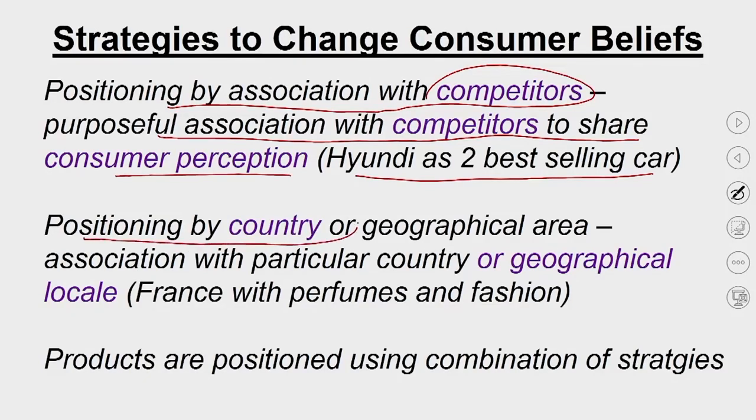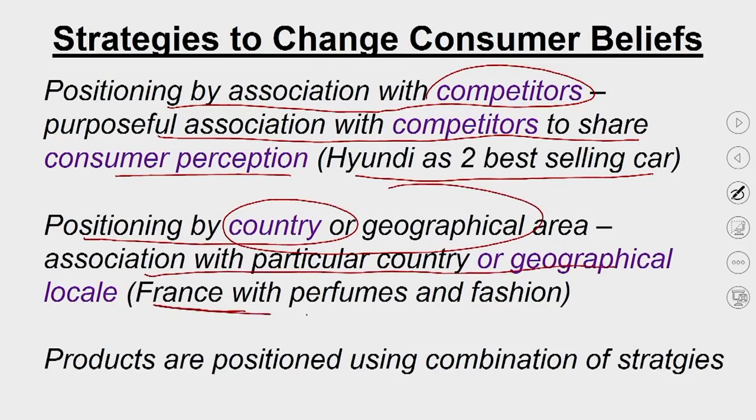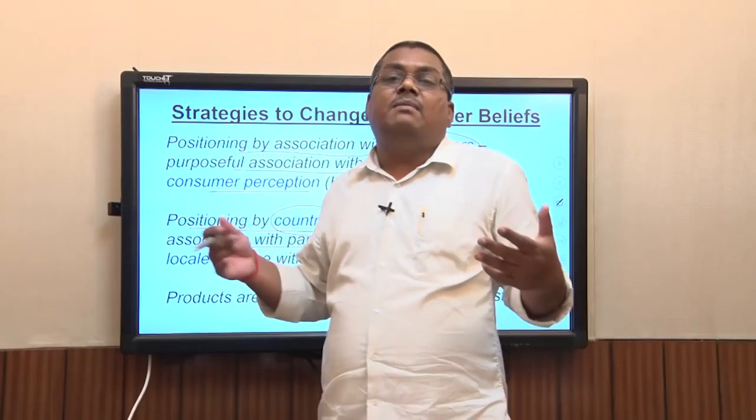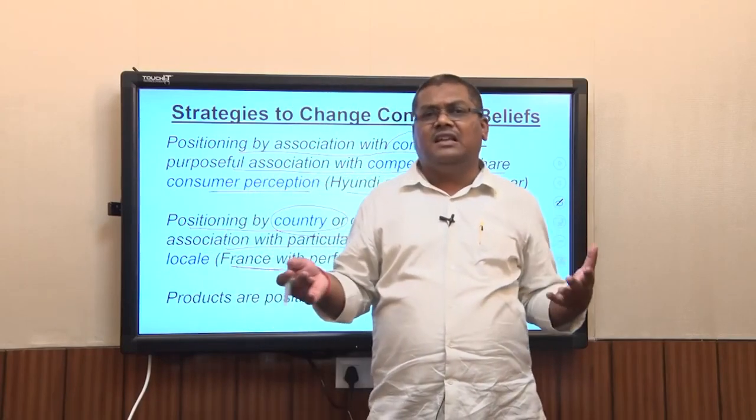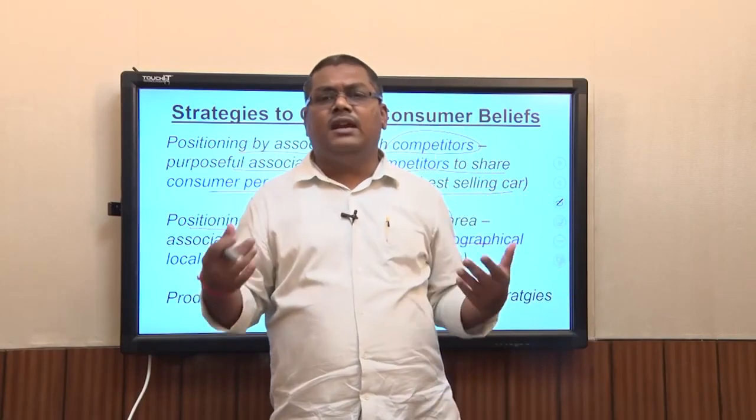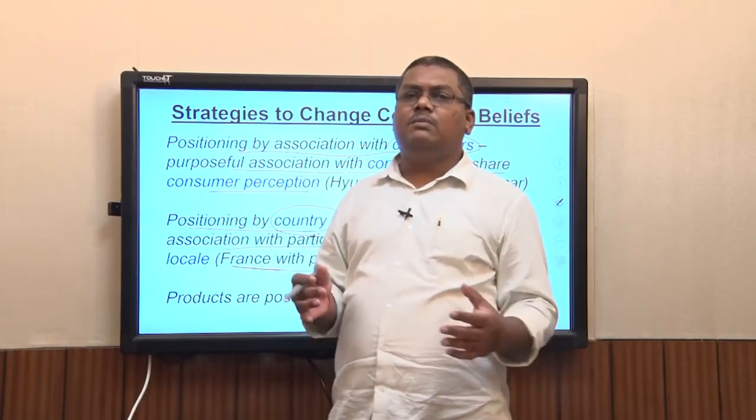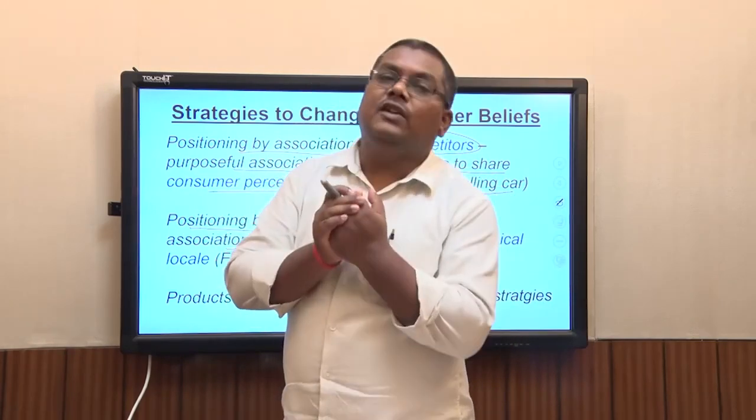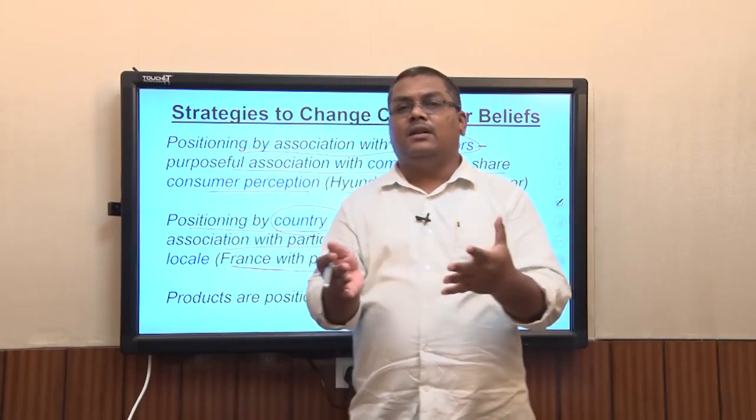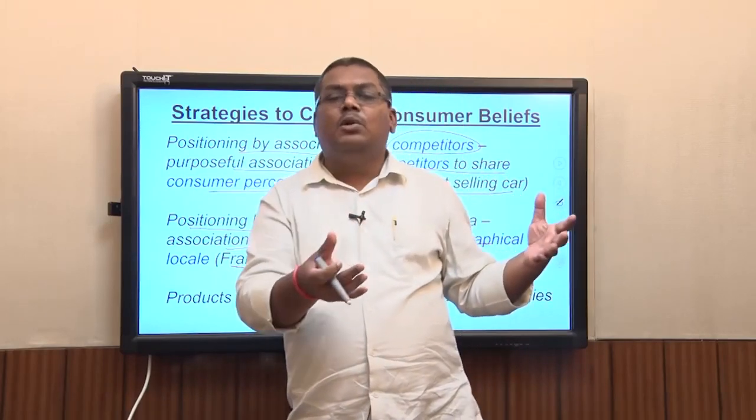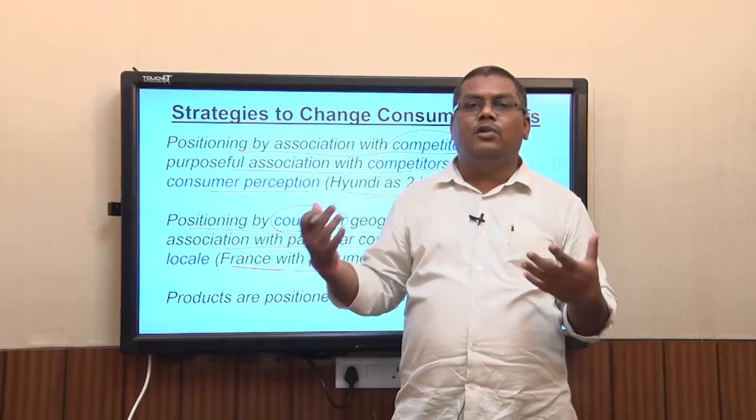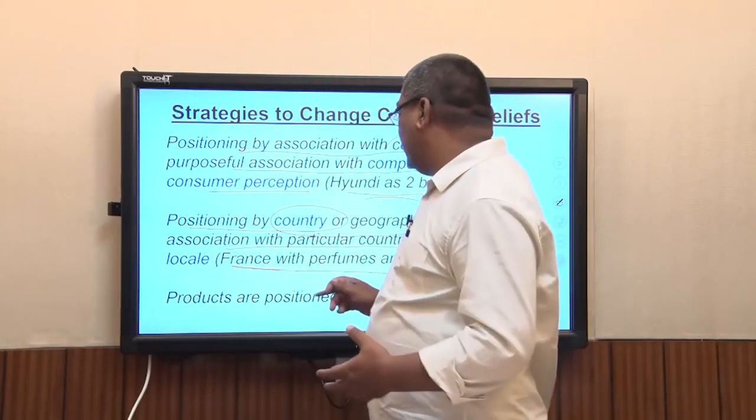And I can also position by country or geographic location. So, associating with a particular country or geographic location, for example, everything from France comes with perfume, climate, that kind of thing. Wine from France has a particular climate. So I can position my products from the country of origin. For example, Chinese products are cheaper, French products are more classy, German products are more robust.